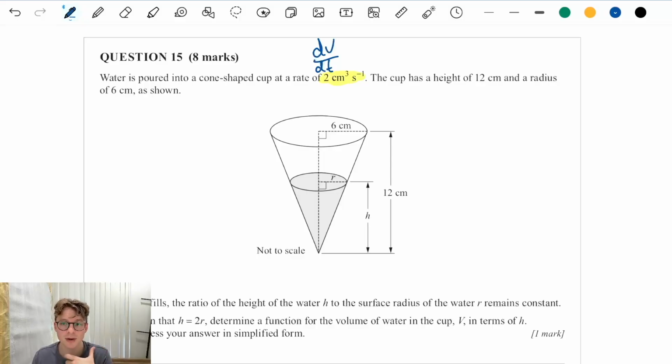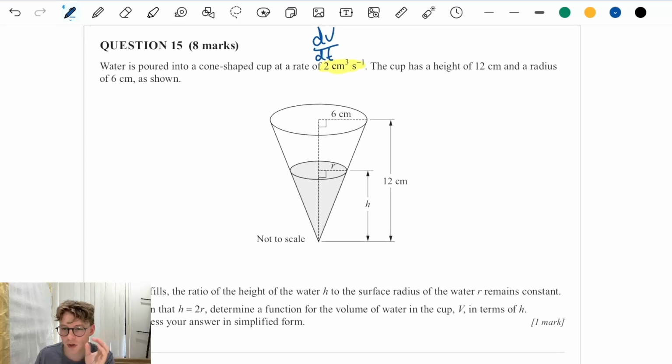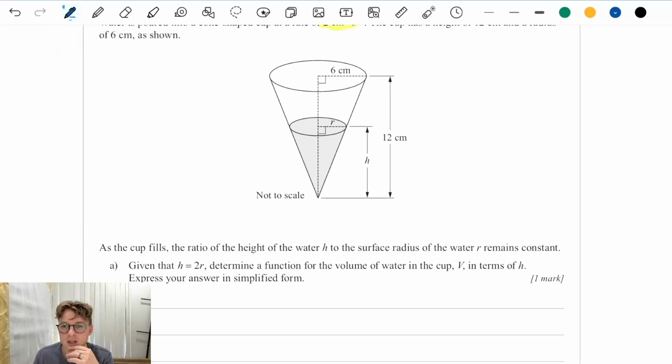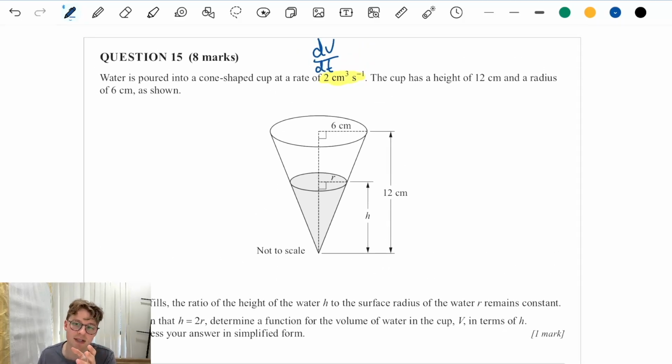For all of our related rates questions, we basically need to know one of the rates, and then figure out the relation between them, but we need to know one of the answers. We're told some stuff about the max height, but really we're looking at the shaded bit where the water's filled in. So I've identified the first thing: dV/dt equals 2. That matters, and I even put equals 2 there just to make it super clear what that means.